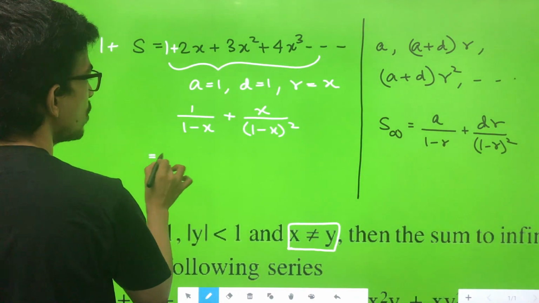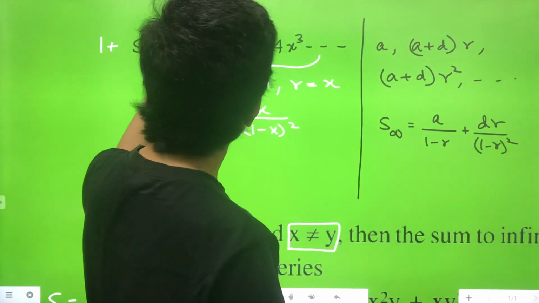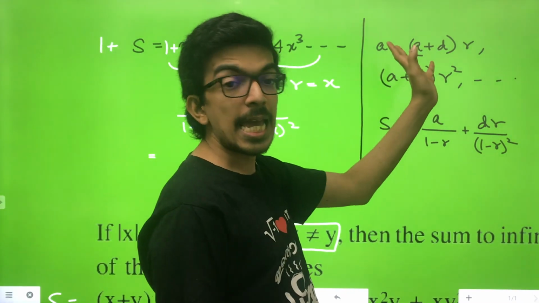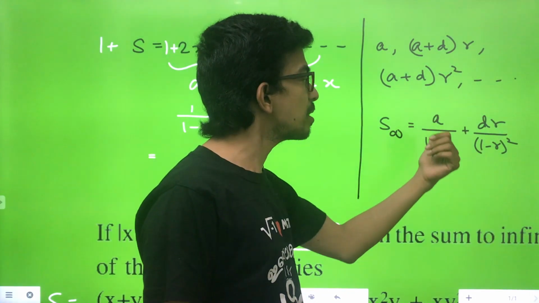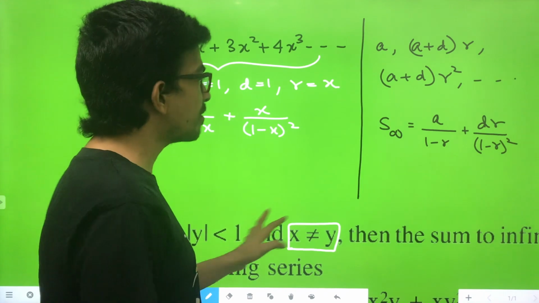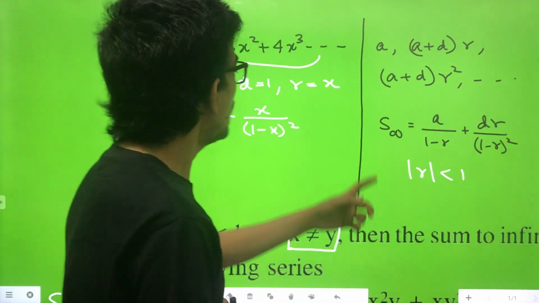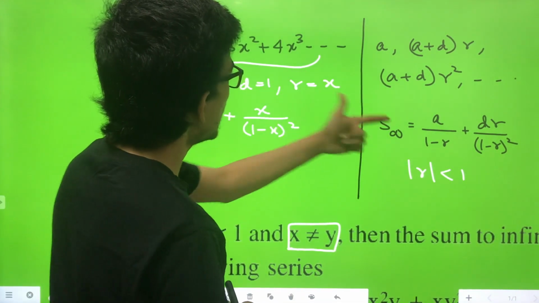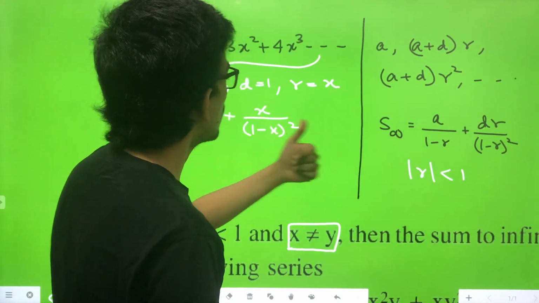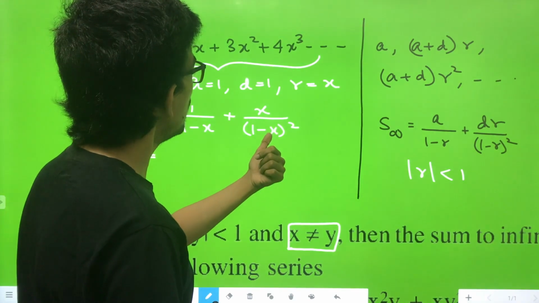Let's simplify this expression. What I have done is compared it with the standard sequence. To make it in the standard form, I just need to add 1. Then this is an AGP with infinite number of terms, for which the ready-made formula is available. Of course, there is a condition that mod r less than 1. Now I have used this expression where a is 1, r is nothing but x, and d is nothing but 1. So it becomes 1 divided by 1 minus x, plus x by 1 minus x the whole square.